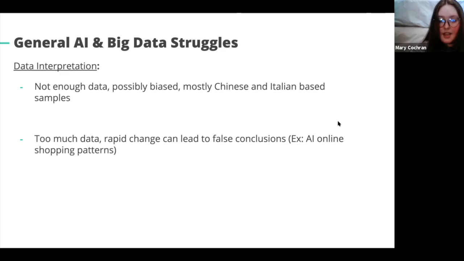For instance, if you look at AI online shopping models during the pandemic, you would see the mass buying of hand sanitizer and toilet paper, and you might mistakenly think that the public is taking the interventions much more seriously than they actually are, based on the people who are panic buying and the people who are buying just to resell at a higher price.